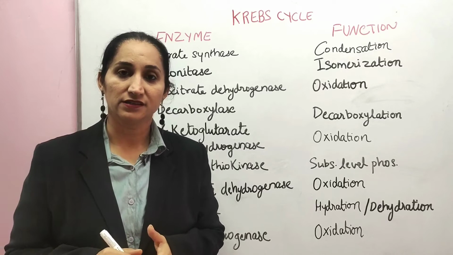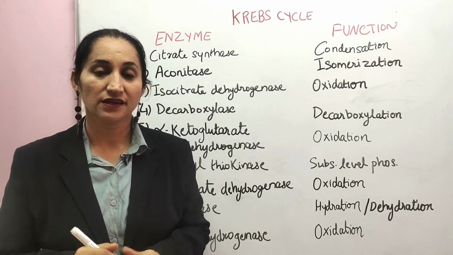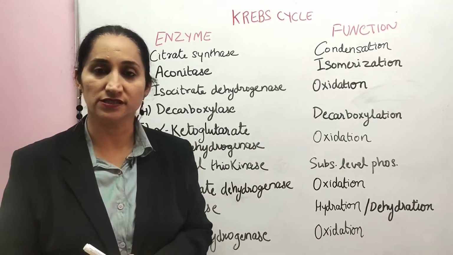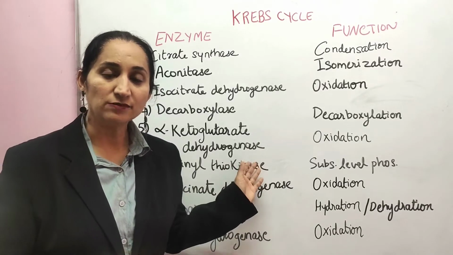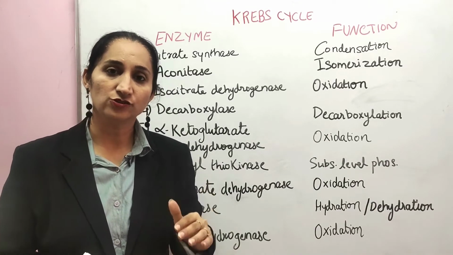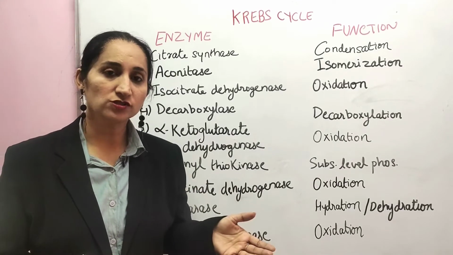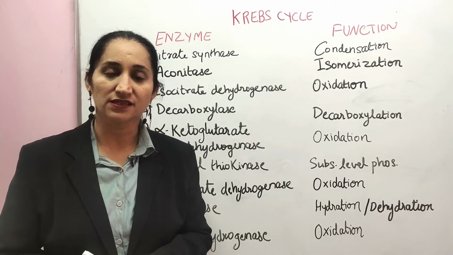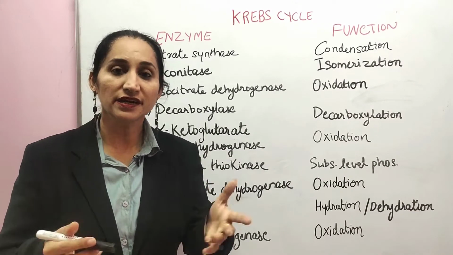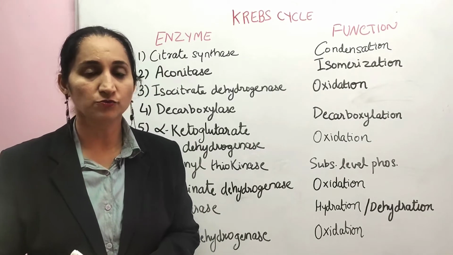Alpha ketoglutarate then gets converted into succinyl coenzyme A. In that reaction, the enzyme used was alpha ketoglutarate dehydrogenase. As the enzyme used was dehydrogenase, oxidation was done. The function of dehydrogenase enzyme is to oxidize the substrate. So, oxidation was done and alpha ketoglutaric acid gets converted into succinyl coenzyme A along with a decarboxylation reaction. So, in this also a carbon dioxide molecule is removed.